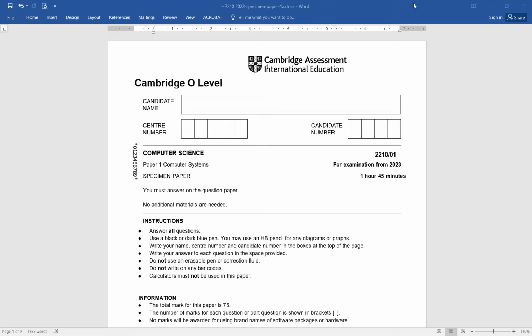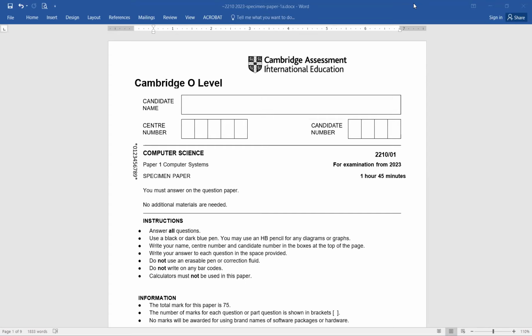The very first thing is we need to know the instructions. In this paper 1, we have to attempt all the questions. You have to use a black or a dark blue pen. You may use an HB pencil for drawing any diagrams or graphs. You have to write your name, center number, and candidate number in the boxes that are given at the top of each page. You have to write your answer to each question in the space given. Please do not use an erasable pen or correction fluid at all.